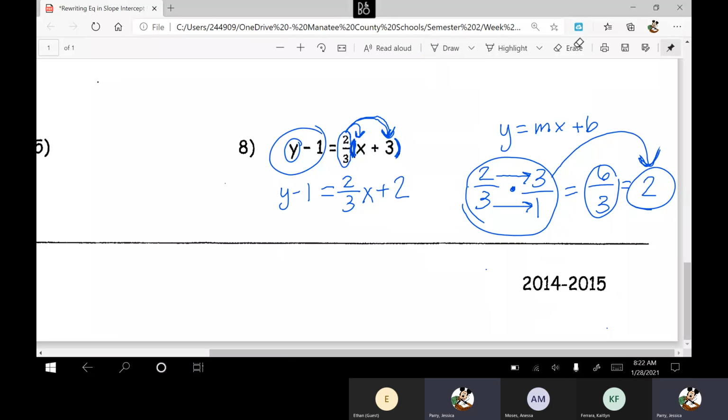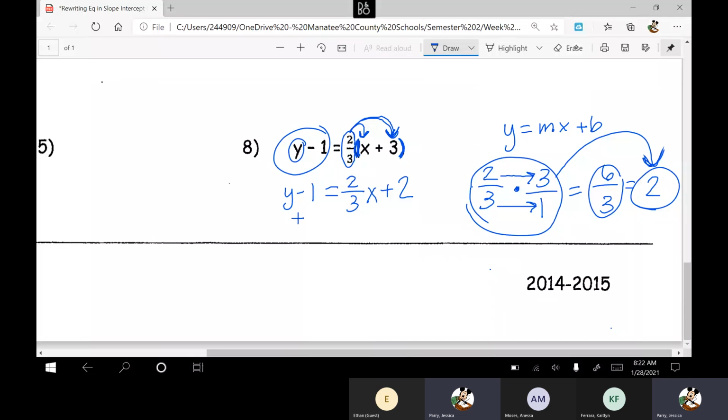Perfect. Opposite. We're going to do plus 1 on both sides. I need to put a plus 1 over here. Should I put the plus 1 under the fraction or under the 2? Which one is it more like? Which term should I put it under?